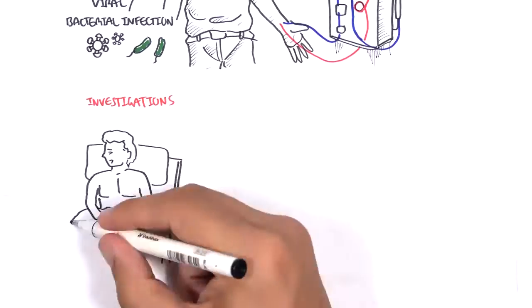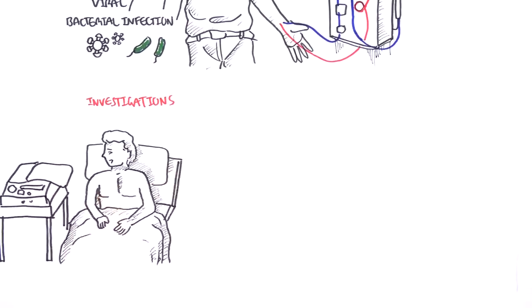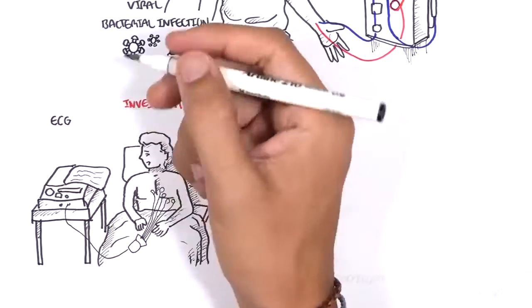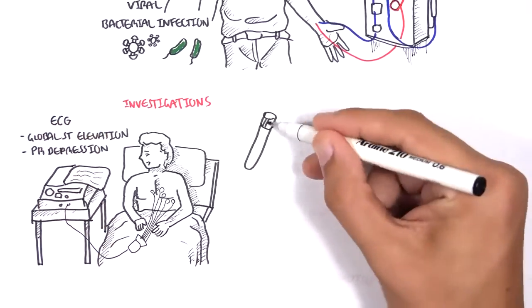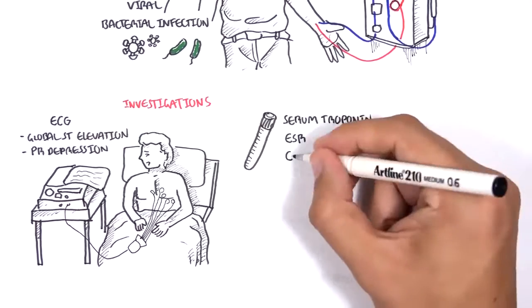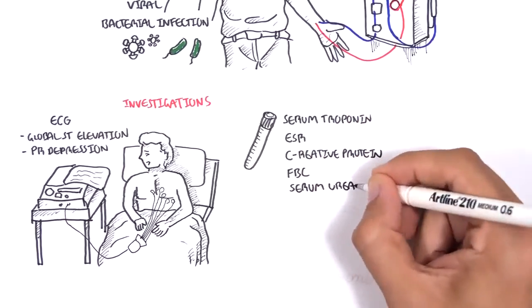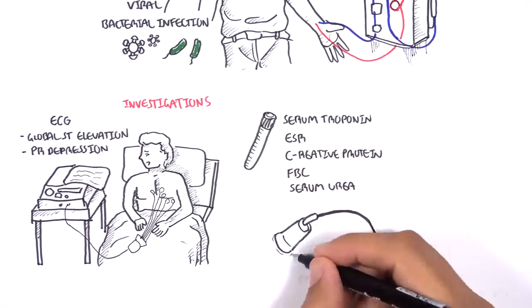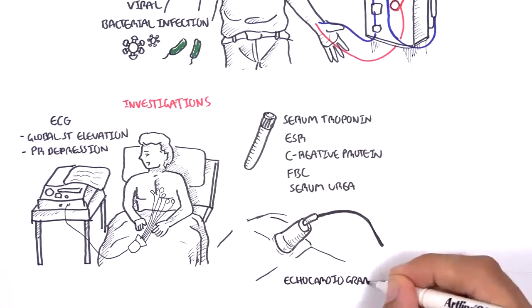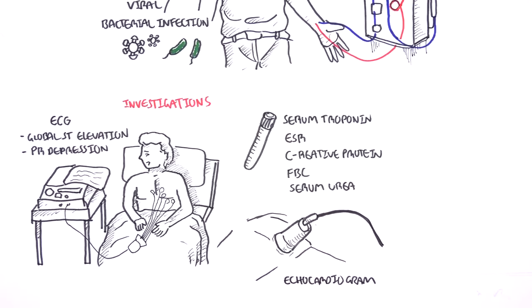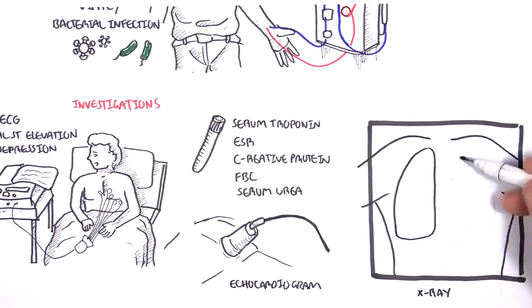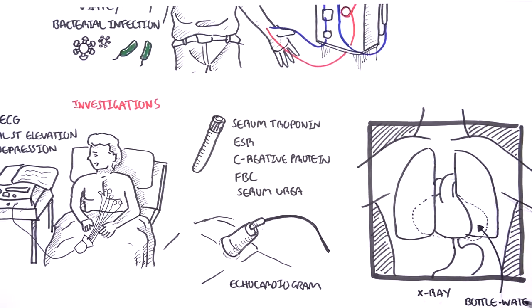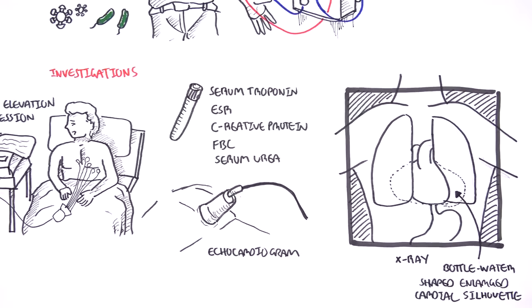Investigations for suspected pericarditis include ECG, which may show global ST elevation and PR segment depression, serum troponin, ESR, C-reactive protein, full blood count, and serum urea. An echocardiogram is important in ruling out differentials and checking for pericardial effusion and pericardial damage. Performing an X-ray may show a bottled water shaped enlarged cardiac silhouette, which is a sign of pericardial effusion.